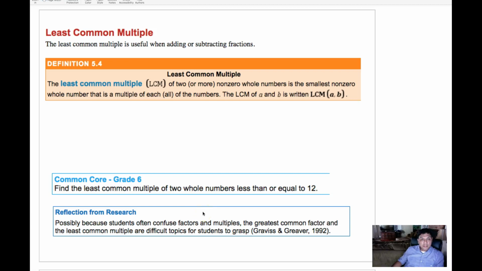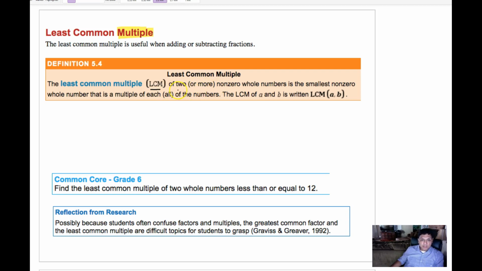After discussing the greatest common factor, the GCF, we look at another idea that students get confused easily, and it's the idea of least common multiple. This idea of trying to distinguish between multiples and factors is what causes the confusion. So what is the least common multiple? We usually abbreviate this with LCM.